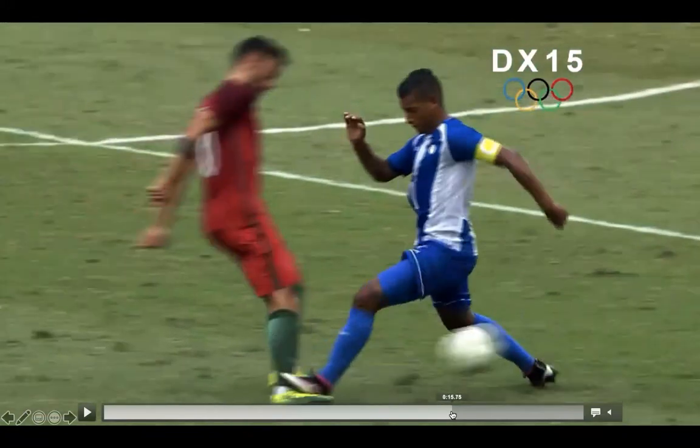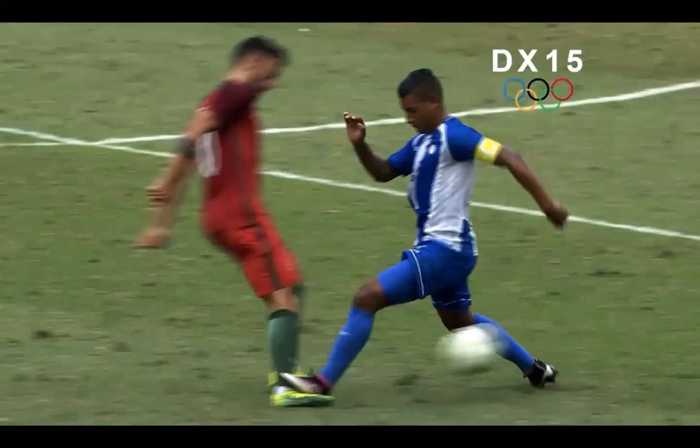The mode of contact is absolutely with the studs. It's the bottom of the shoe, the studs making full contact with the opponent. That's going to pretty much automatically raise us up to a yellow card. When we're making contact with an opponent with our studs, we're almost always going to go with a yellow card.